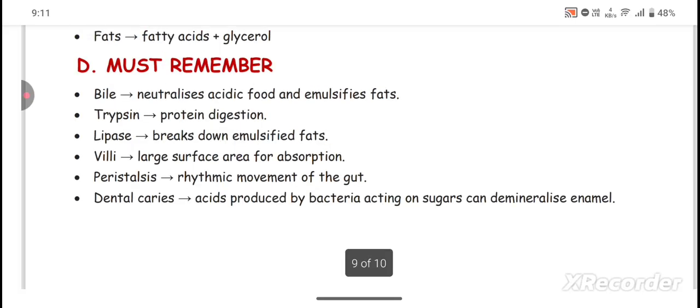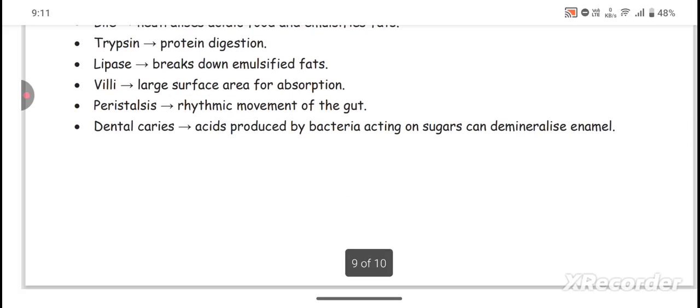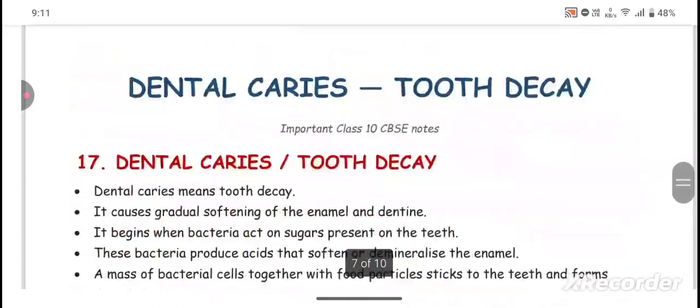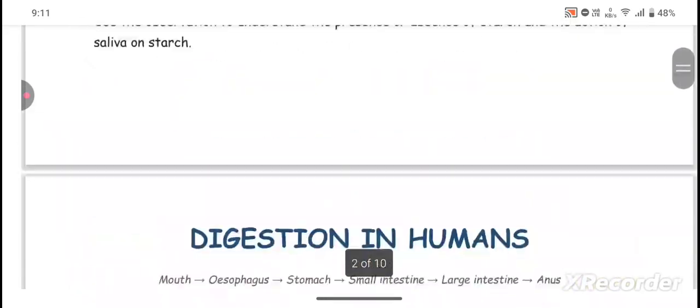So this is about the action of some enzymes. This is all about nutrition in human beings and the process of digestion.